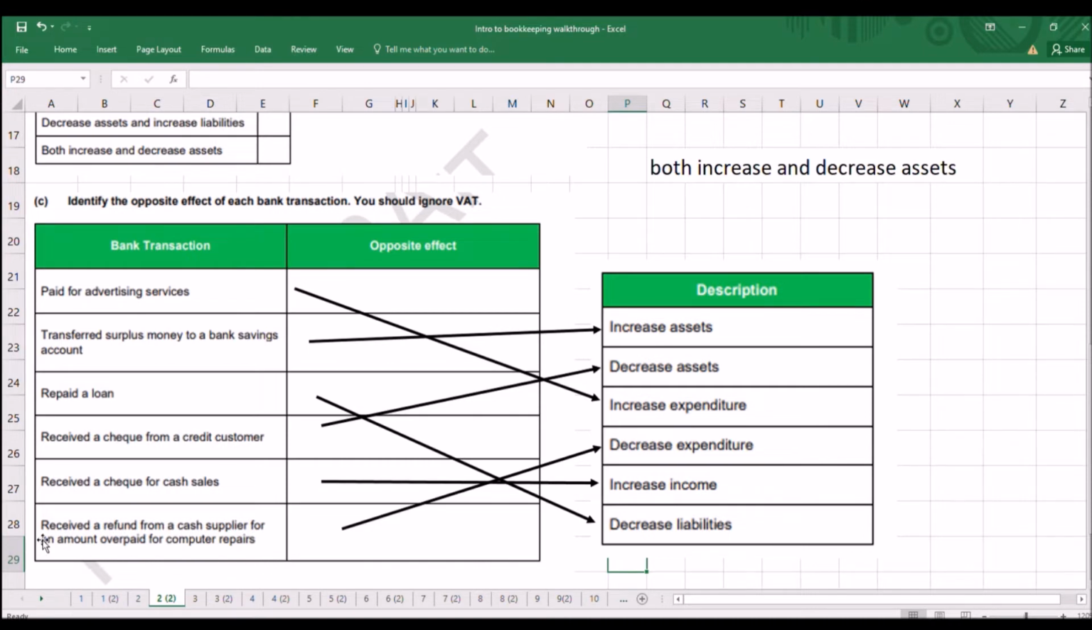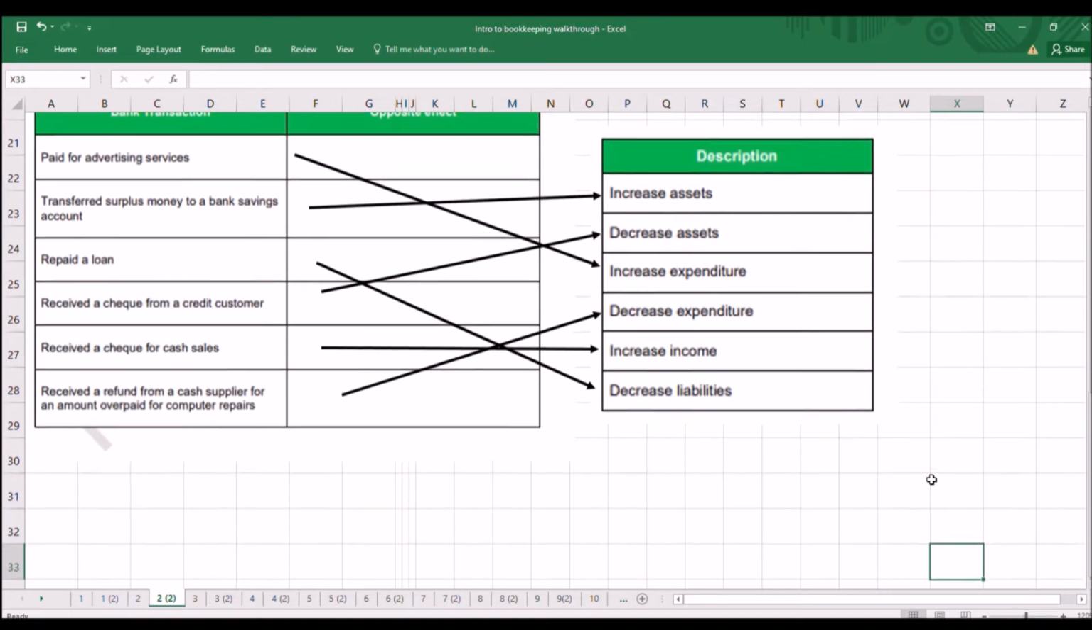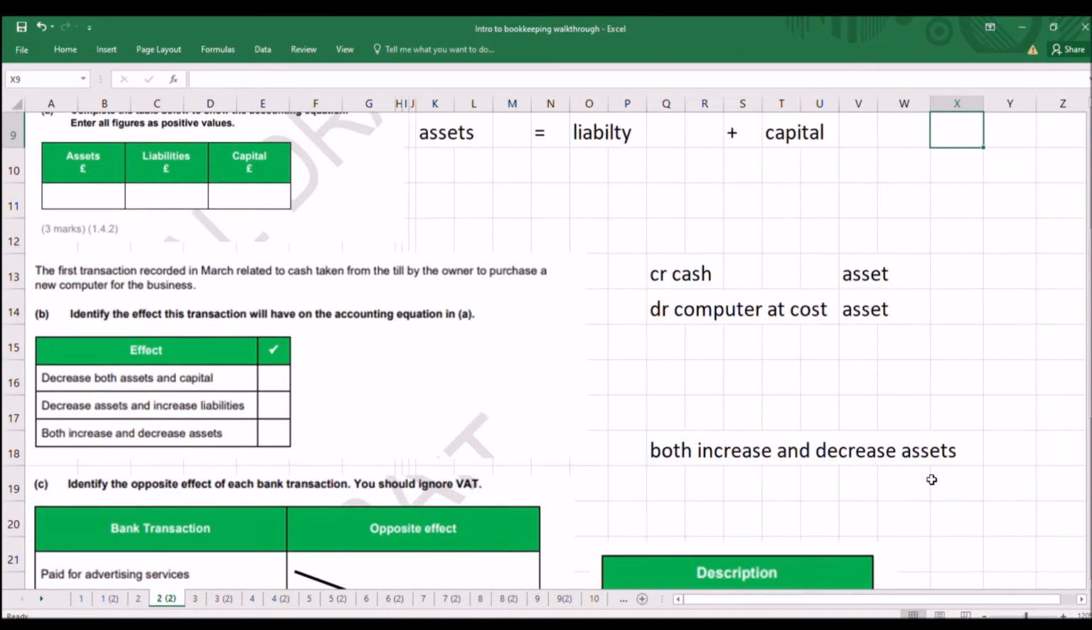And then received a refund from a cash supplier for an amount overpaid for computer repairs. So we've gone debit the bank, and then we're going to have credit our expenses here. So it's going to be a reduction in expenditure because we're reducing that expenditure line for computer repairs, credit computer repairs account. That's the answer 2.